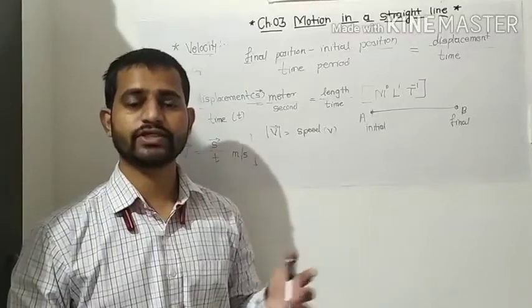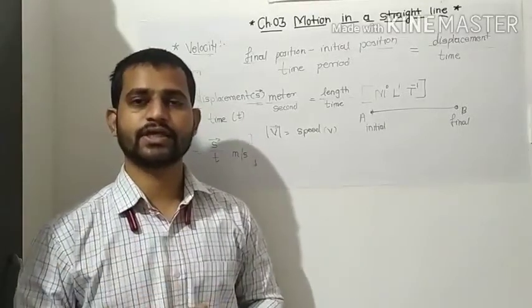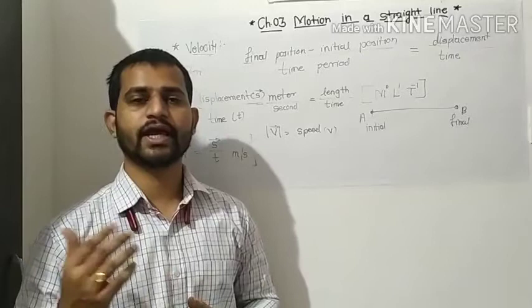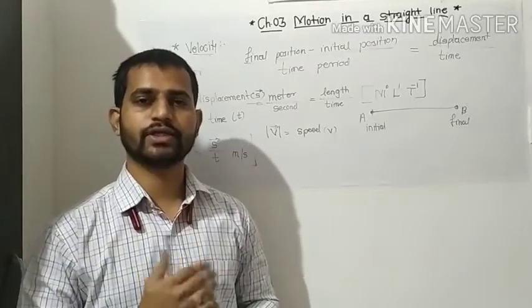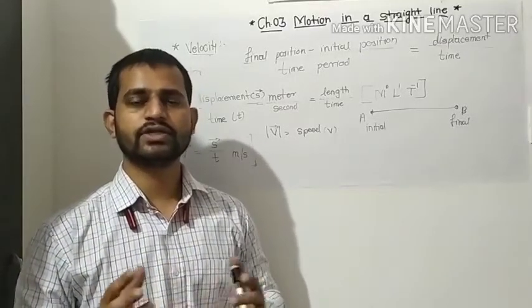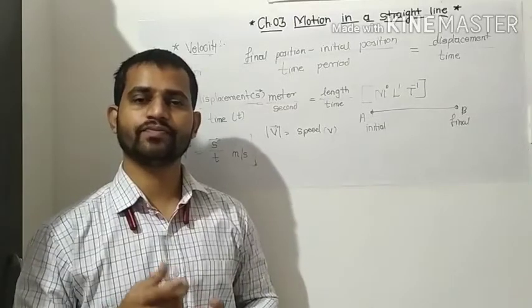Velocity is a vector quantity, while speed is a scalar quantity, or speed can have a number of values, whereas velocity can have only a single value. All these things we will study briefly in the next lecture.